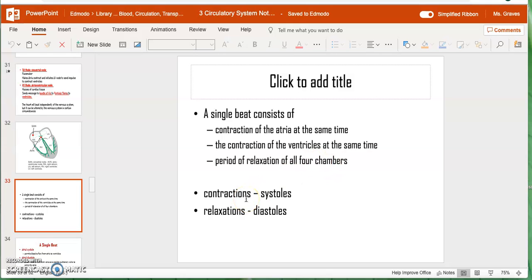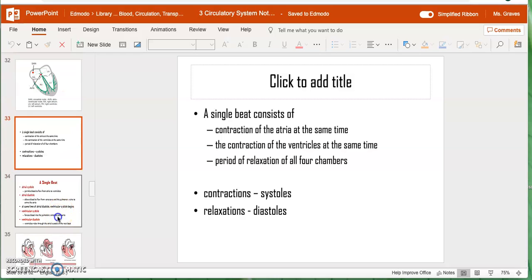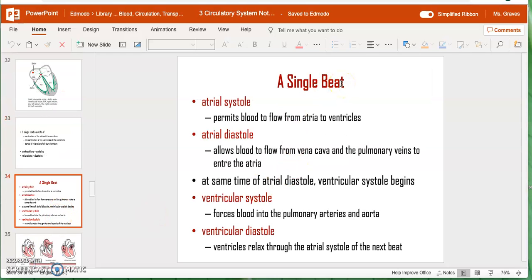And so in science, we don't believe in just using simple terms like contraction and relaxation. So we have these fancy terms for contraction and relaxation, which are systole and diastole. So contraction is a systole, relaxation is a diastole. I use those two interchangeably. So we have a single beat of the heart, we have an atrial contraction or atrial systole, which permits blood to flow from the atria to the ventricles. We then have atrial diastole or relaxation.